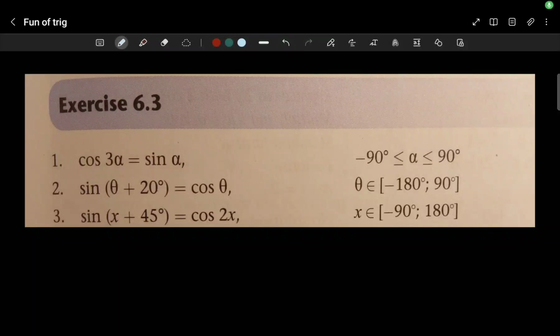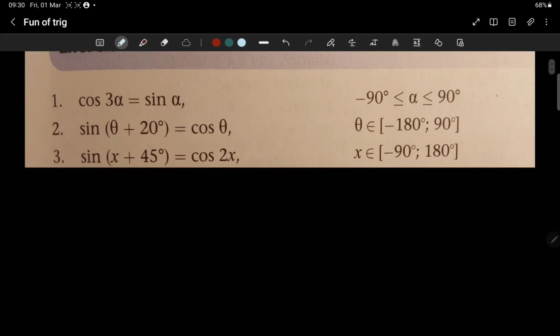Let us do exercise 6.3. Remember, we still find a general solution. In this case, we're given that alpha is between negative 90 and 90. Number one, cos 3 alpha equals sine alpha.